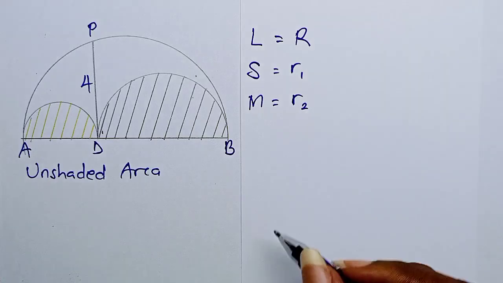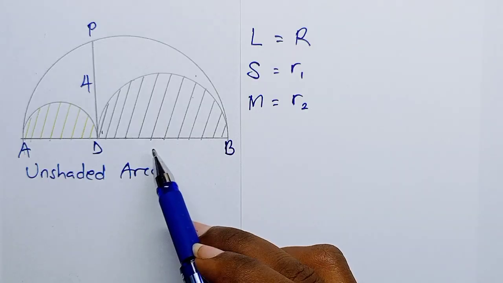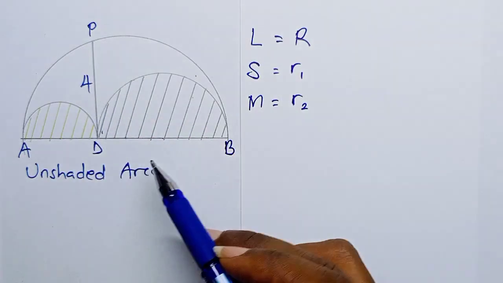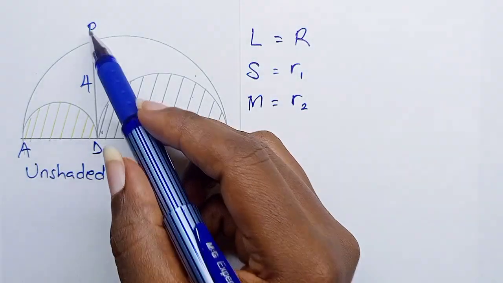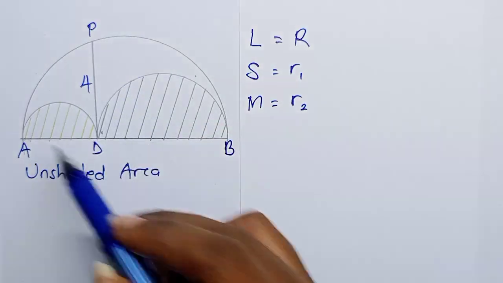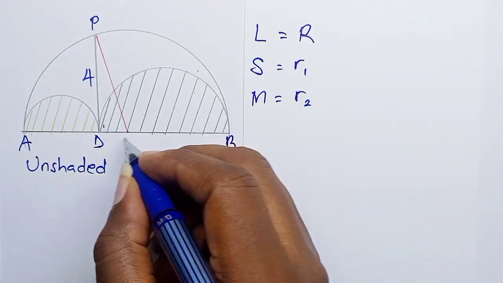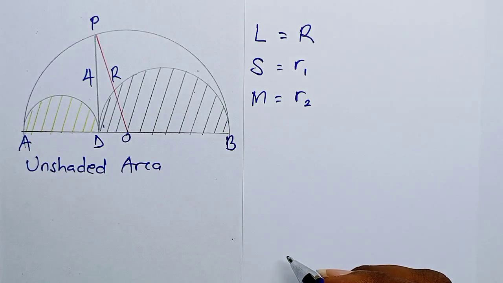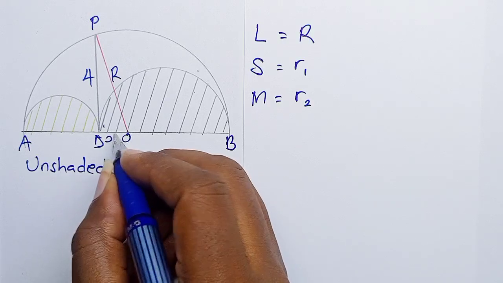Now let's draw a line from point P to the line DB at a point O such that PO is a radius of the semicircle. So we are going to draw a line from point P to the center of this big semicircle. So we have drawn the line. This is the center O of the big semicircle, and this is the radius of the big semicircle. Now from this point to the center, let it be X.